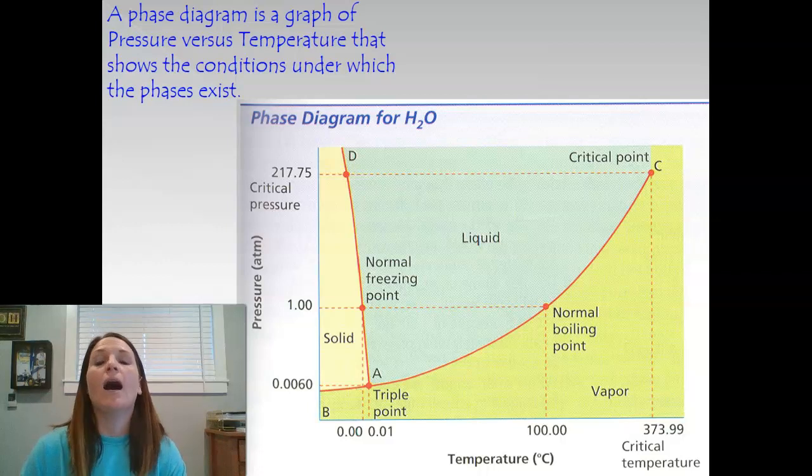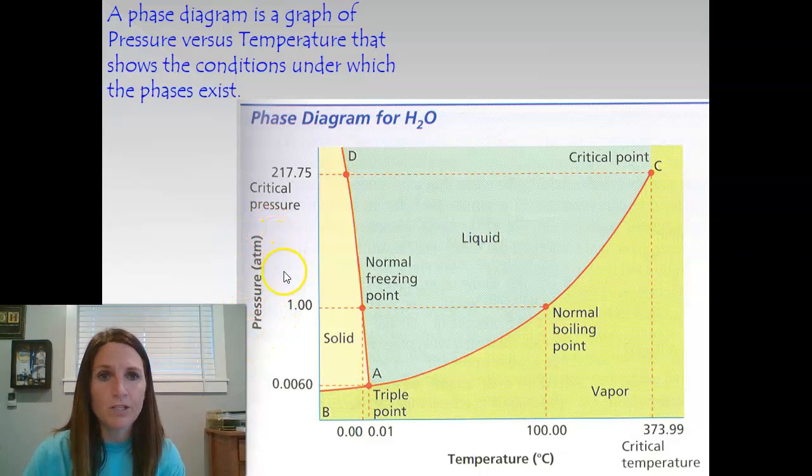Okay, so first of all, we can see that there is a line here that represents the pressure. So this is like our atmospheric pressure. The higher we go up, the more pressure is on the substance. This right here, this is our normal 1 atmosphere of pressure. This is where you and I live at this 1 atmosphere of pressure.